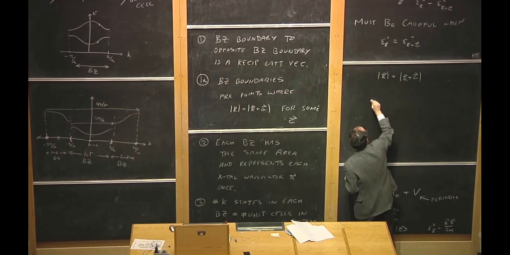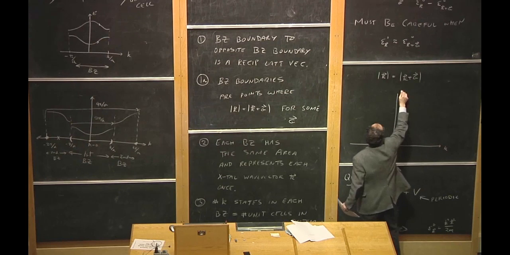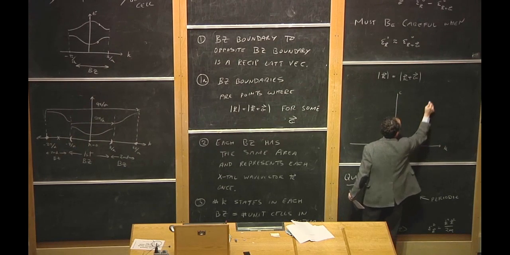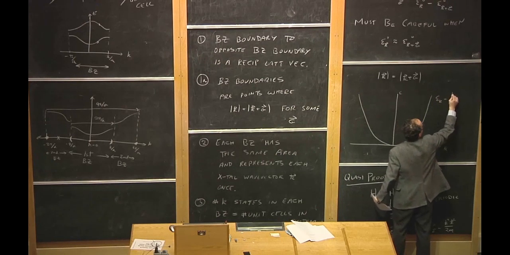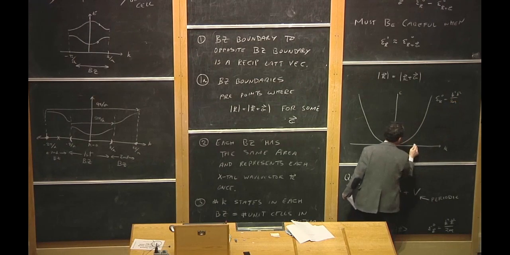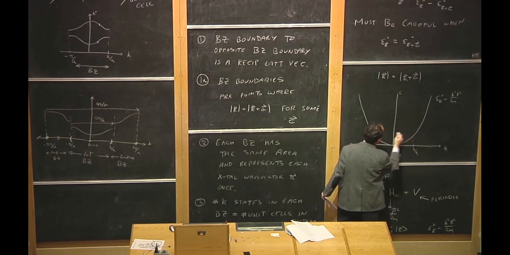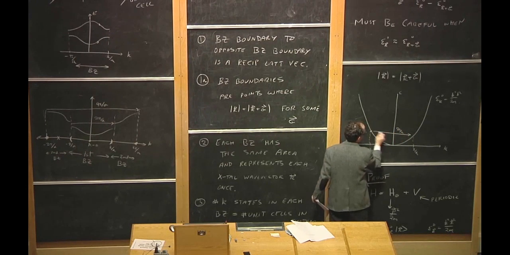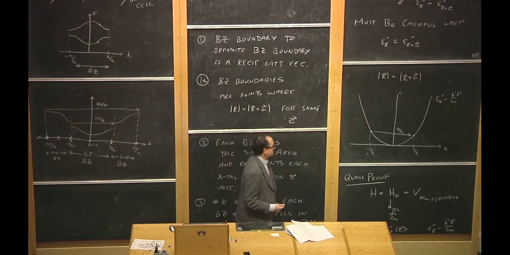So what we have is our bare spectrum, k and E. The bare spectrum is just a parabola. So this is E sub k, h bar squared k squared over 2m. And here's pi over a. Here's minus pi over a. These two are separated by a reciprocal lattice vector, 2 pi over a, and their energy is identical. So this would give us a divergence in second order perturbation theory.